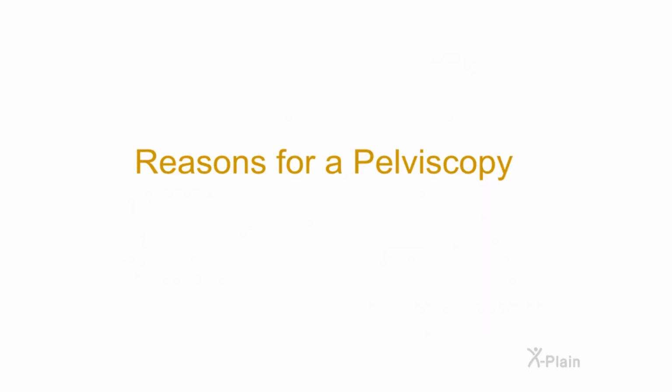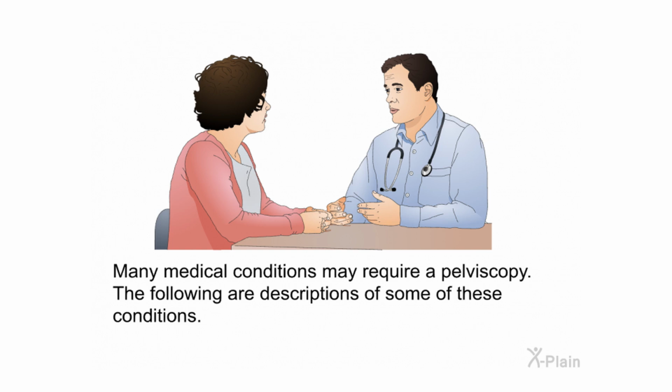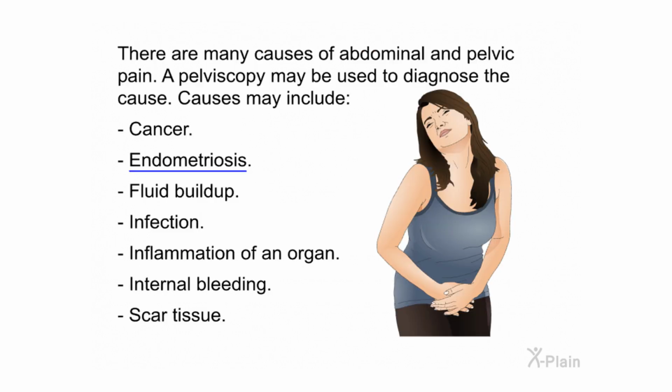Reasons for a pelviscopy. Many medical conditions may require a pelviscopy. The following are descriptions of some of these conditions. There are many causes of abdominal and pelvic pain. A pelviscopy may be used to diagnose the cause. Causes may include cancer, endometriosis, fluid buildup, infection, inflammation of an organ, internal bleeding, scar tissue.